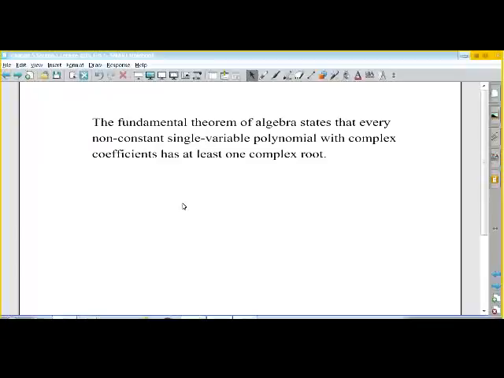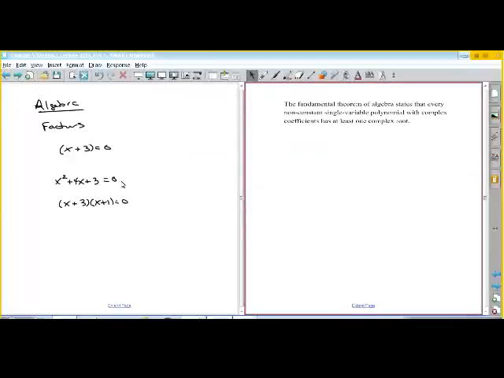Okay, so the fundamental theorem of algebra states that every non-constant single variable polynomial with complex coefficients has at least one complex root. You don't need to memorize this. This is just a little extra stuff that you don't need to know, but I'm just telling you because I think it's interesting.